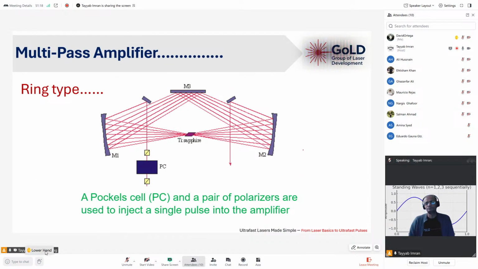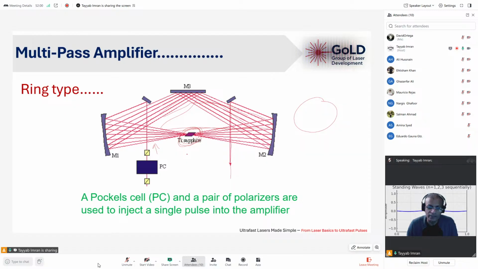Ring type. So ring type means it's not exactly like it's a ring. No, ring type means that, like here you can see the beam is entering from here. Okay, and then it moves here and here, passes through the crystal, then here, and then here. Okay, and then after a number of passes, it goes out. So this kind of arrangement, but in any case, all the passes should pass through the titanium sapphire crystal at the same point.